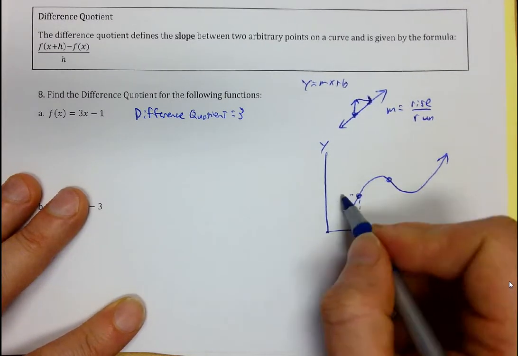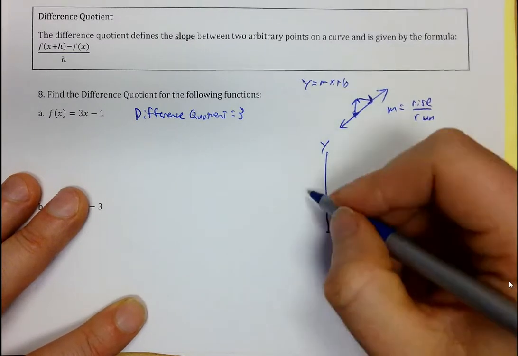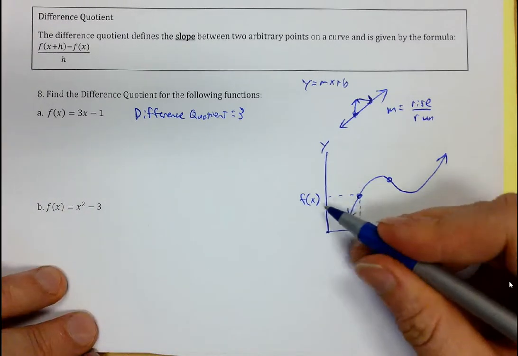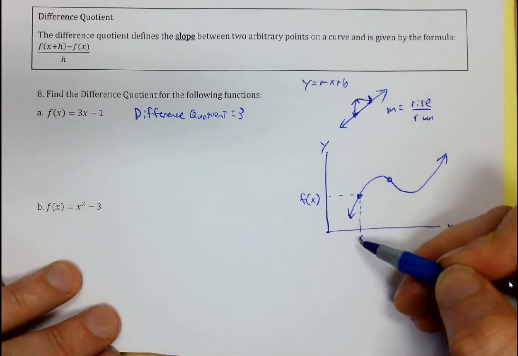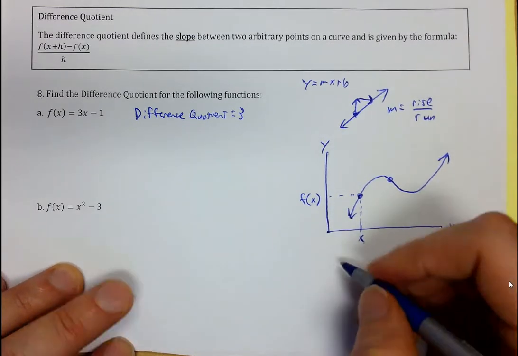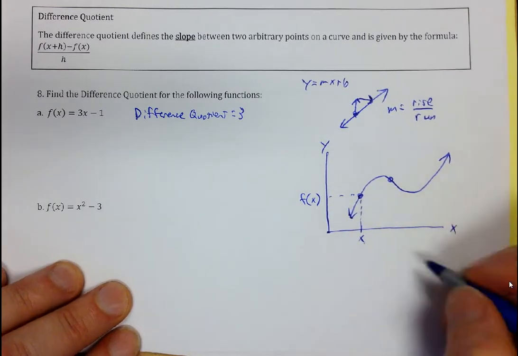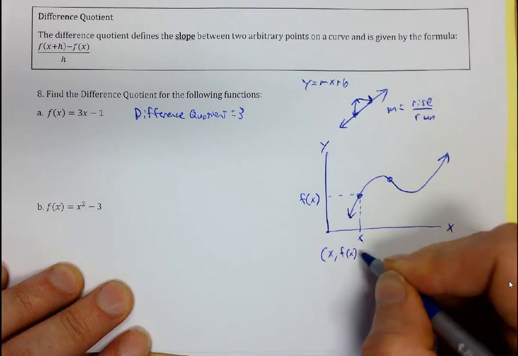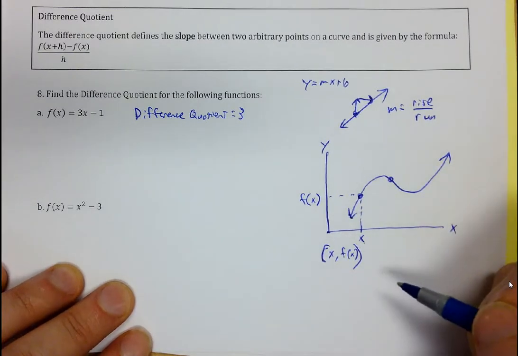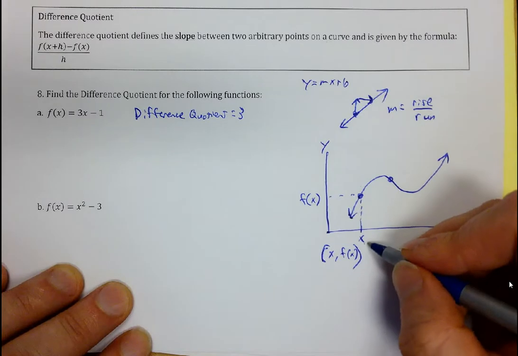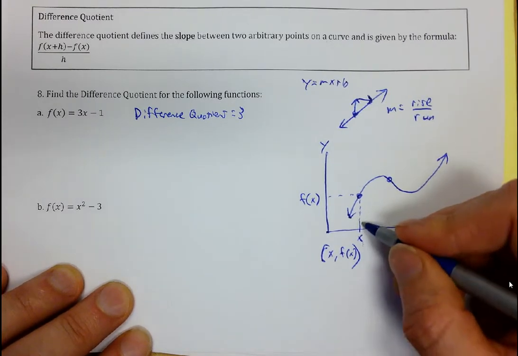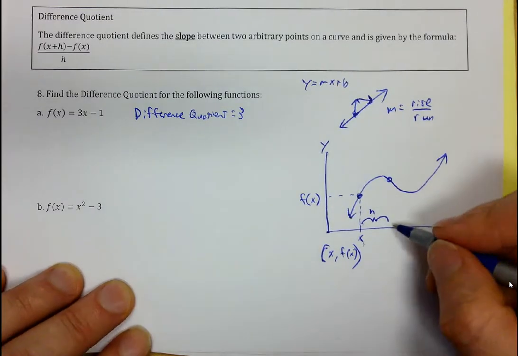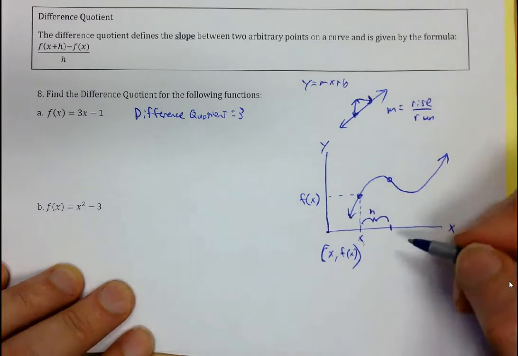And then what is my y value? Well, for an x value of x, I would just be plugging in x to my function. So I've got an ordered pair here, x and f of x. So I've got an ordered pair, an x and a y. Over here, what I'm going to do is go a little distance along the axis. I'm going to go a distance of h, just an arbitrary distance. We like to talk about arbitrary distances.